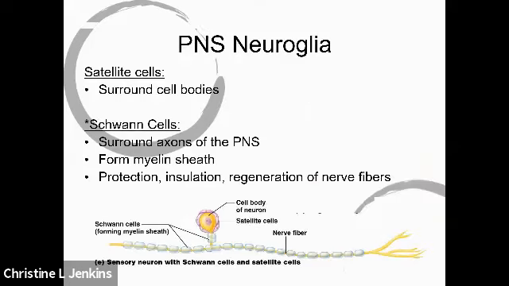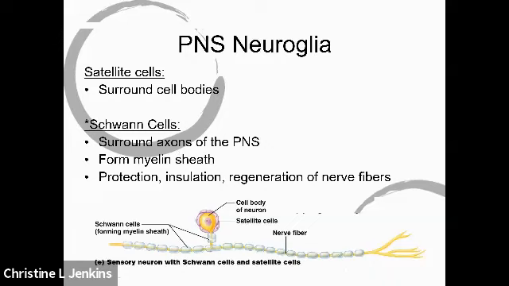The example of a helper cell I'd like you to know in the peripheral nervous system is the Schwann cell. The Schwann cells are kind of in with this myelin covering. So we're going to discuss the myelin sheath in a minute, but the Schwann cells surround the axons in the peripheral nervous system, and the Schwann cells form the myelin sheath. That's pretty important.